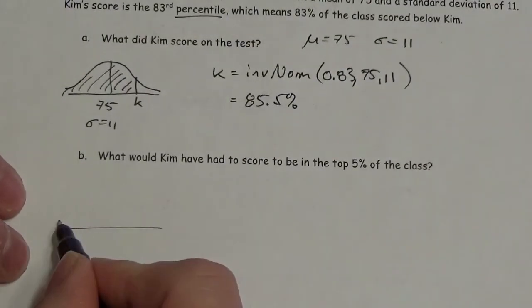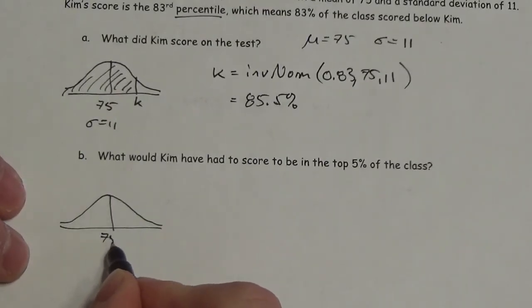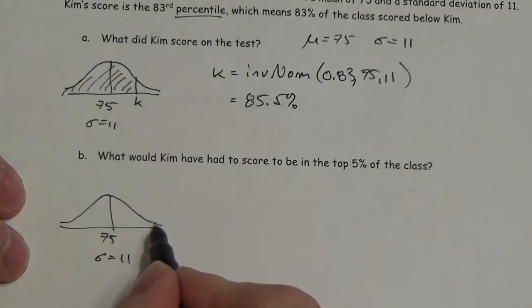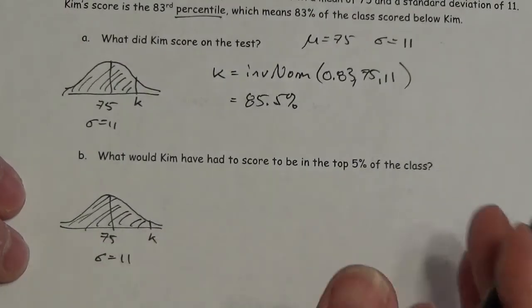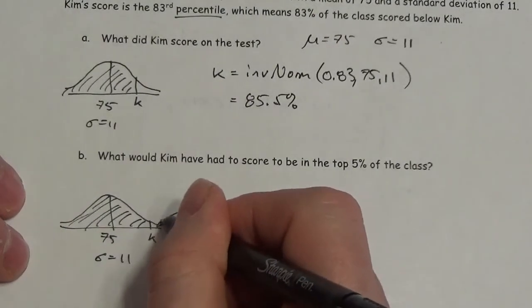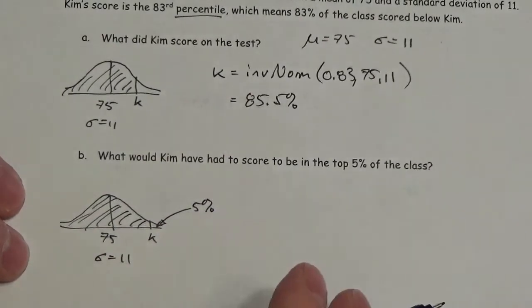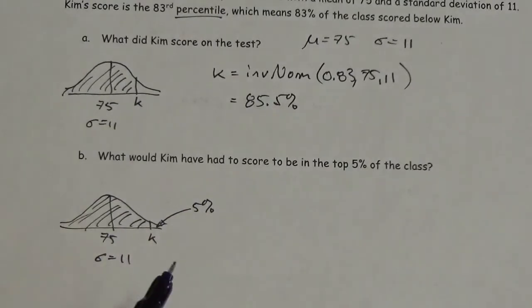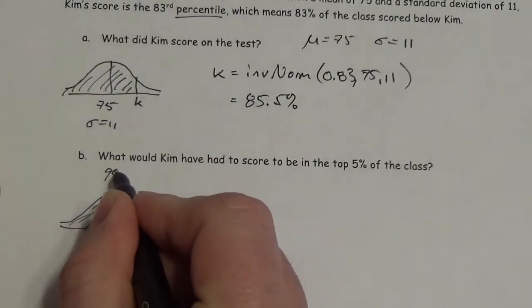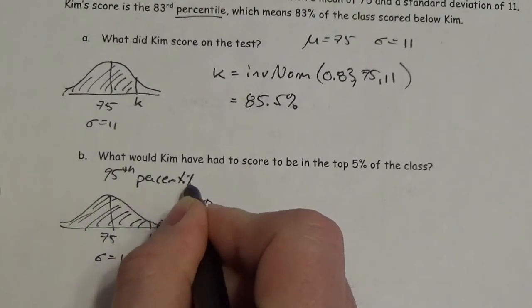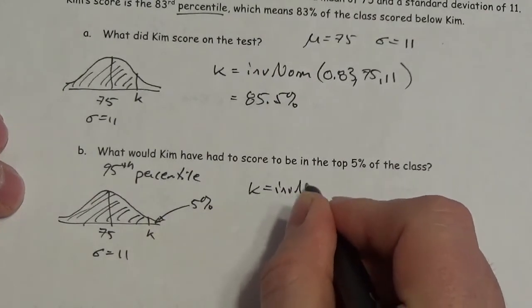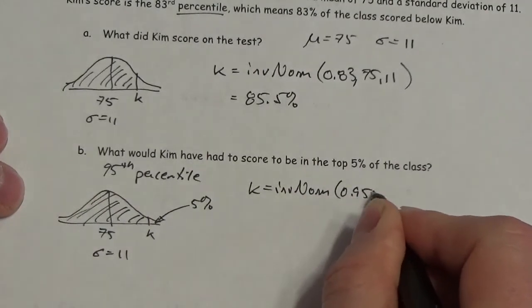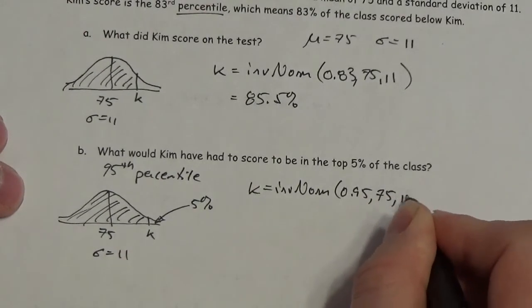Now, what would Kim have had to score to be in the top 5% of the class? Now we're asking the same thing. The mean is 75, the standard deviation is 11, but we want to know where her mark would have to be so that she's in the top 5%. This bit right here is 5%, but that's not the part that I need. I need the part below her. If she's in the top 5%, that means she is in the 95th percentile, so 95% of the data is below her. Now I can use that to figure out what her mark would have to be. Inverse norm, 0.95. The mean was 75, the standard deviation was 11.